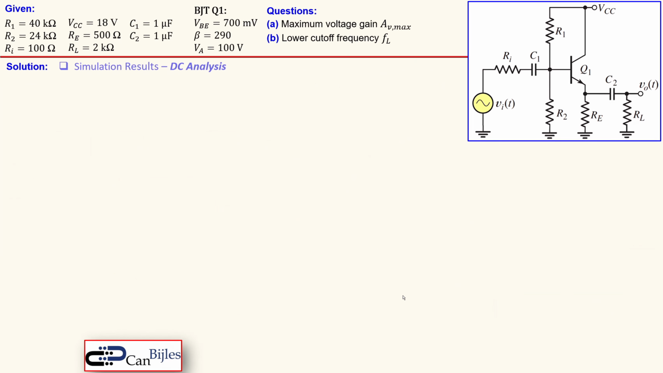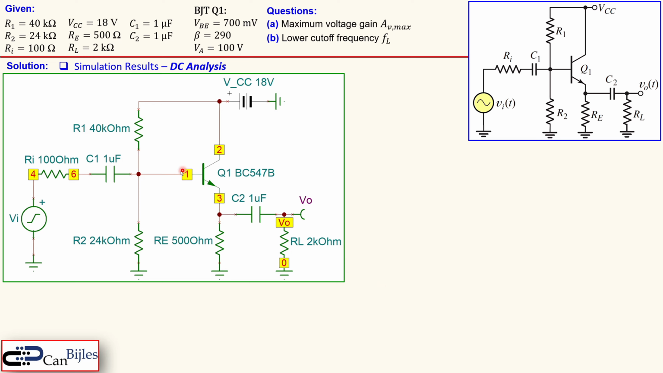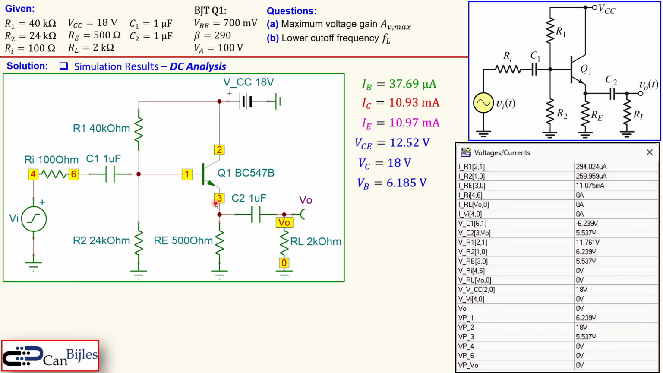Okay, let's see now the simulation results. First, we start with the DC analysis. This is the circuit for DC analysis. You see some notes, and this is the table. And these were the results in the DC analysis calculations.